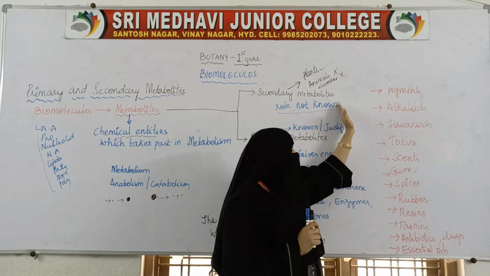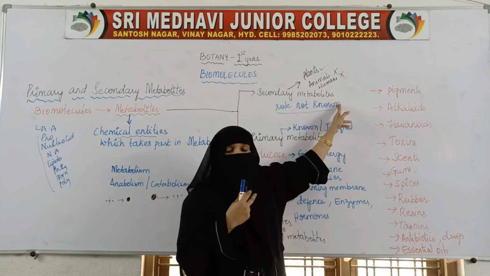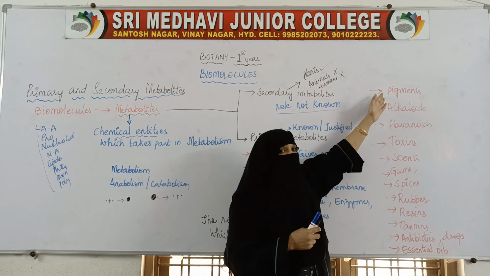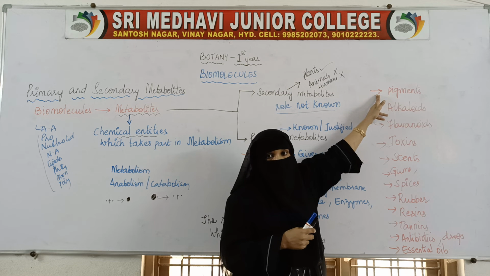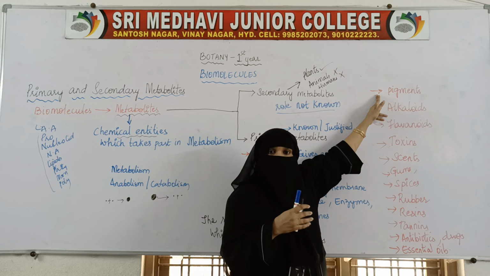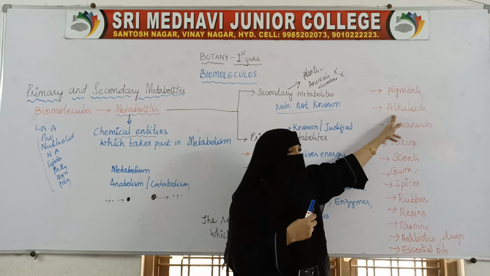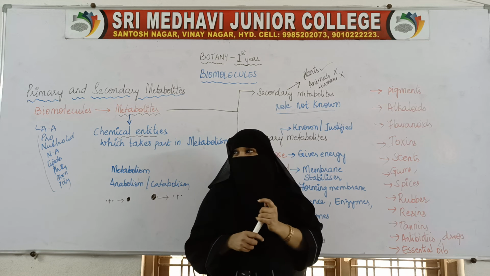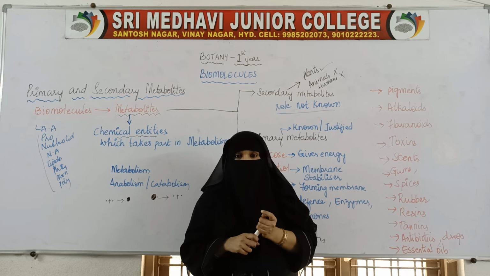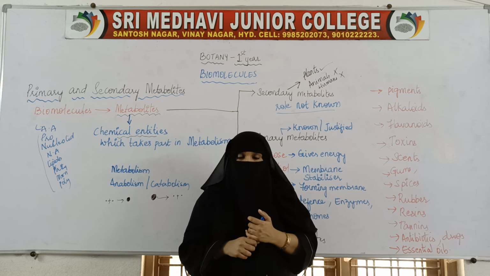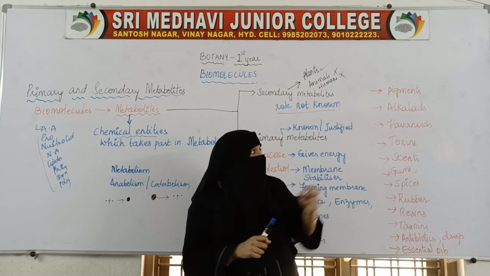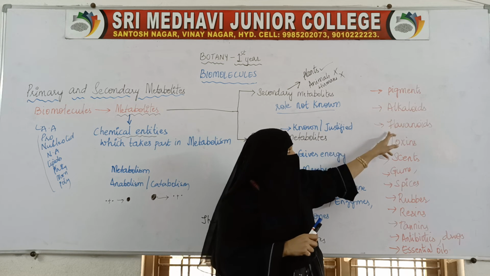Here these secondary metabolites will be produced by the plants. Examples of secondary metabolites: we have pigments, and alkaloids. Alkaloids, in the sense, morphine. Morphine is one alkaloid, nicotine is one alkaloid. So these are the different alkaloids which are produced by the plants.